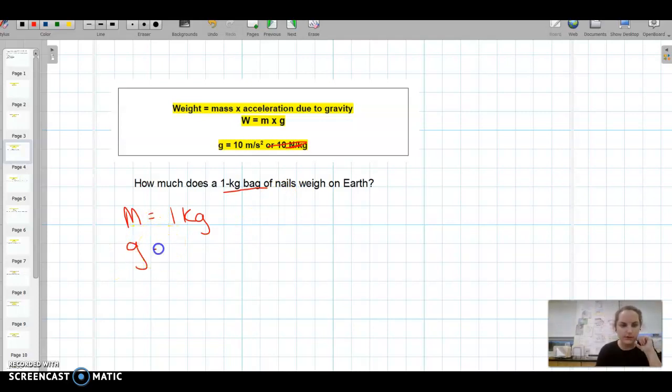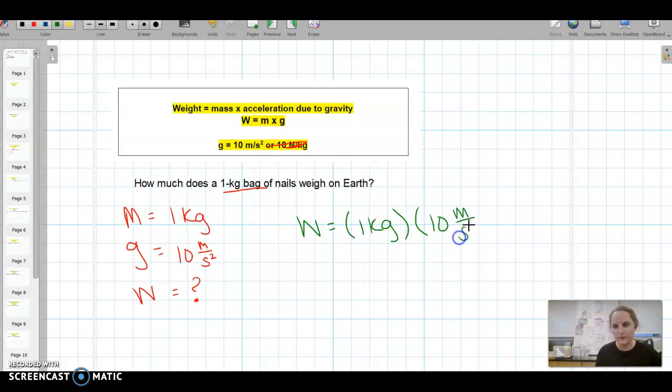Let's write down g. g is 10 meters per second squared. And now we have to solve for weight, which to us right now is a question mark. In order to solve for weight, all we have to do is plug in what we know. Plug and chug. W equals mg, where m is 1 kilogram and g is 10 meters per second squared. So W equals 1 times 10, which is 10, and we measure the force of attraction, or weight in this case, in newtons.